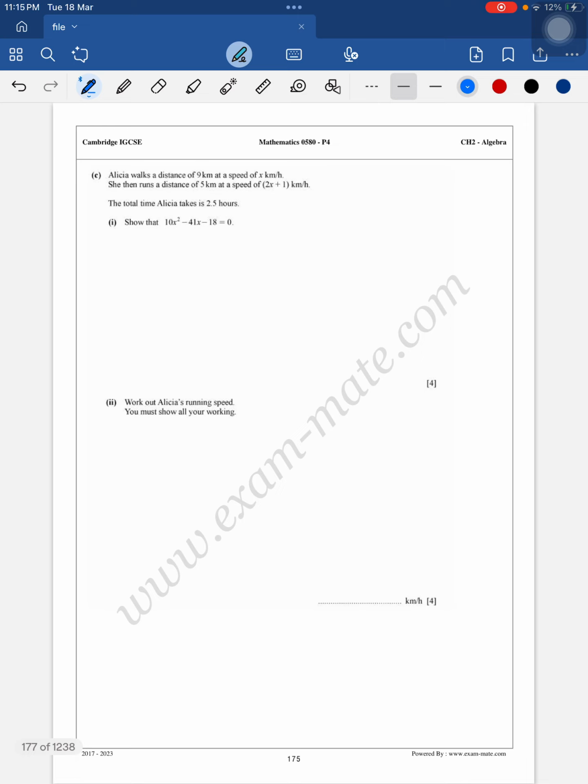Part C, Alicia walks a distance of 9 kilometers at a speed of x kilometers per hour, right? She then runs a distance of 5 kilometers at a speed of 2x plus 1 kilometers per hour. The total time Alicia takes is 2.5 hours. So for the first distance, the time will be 9 upon x. For the second distance, the time will be 5 upon 2x plus 1. The total time is 2.5 hours, right?